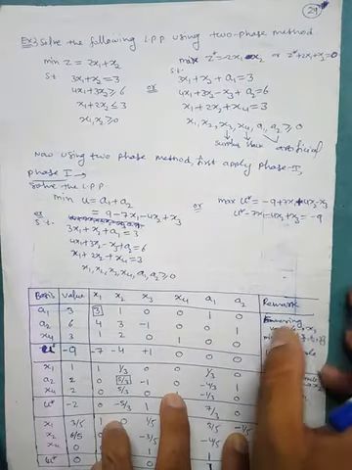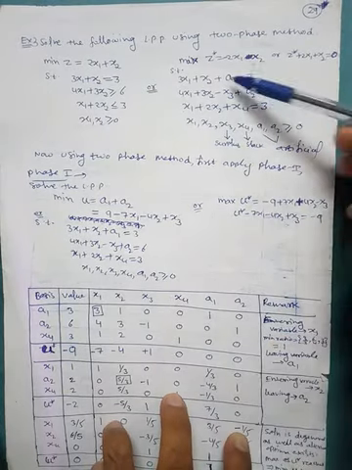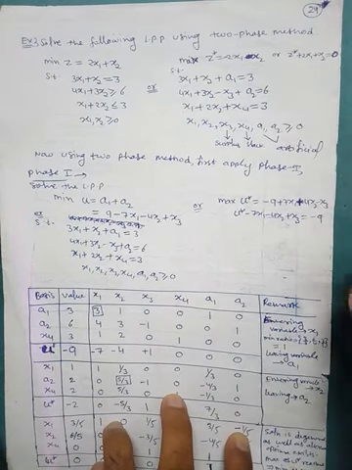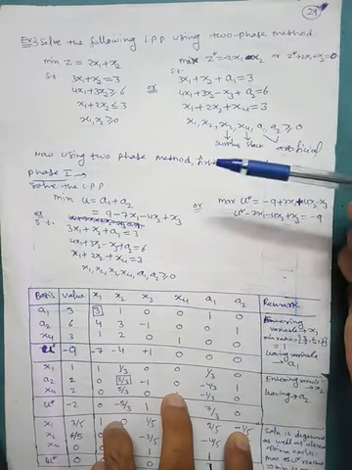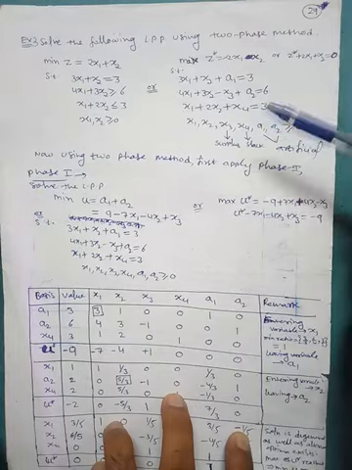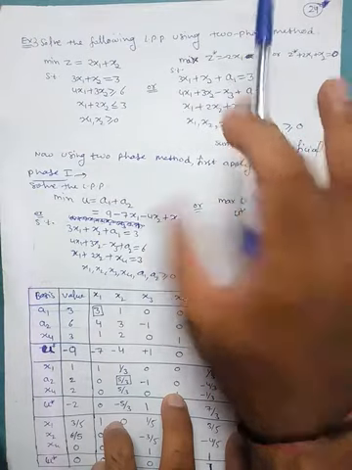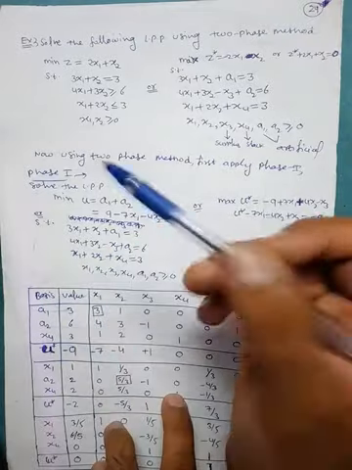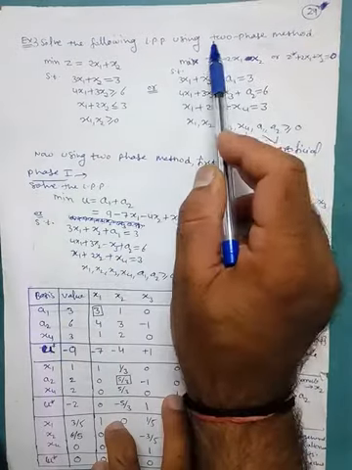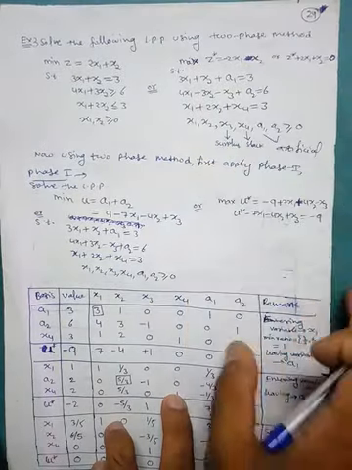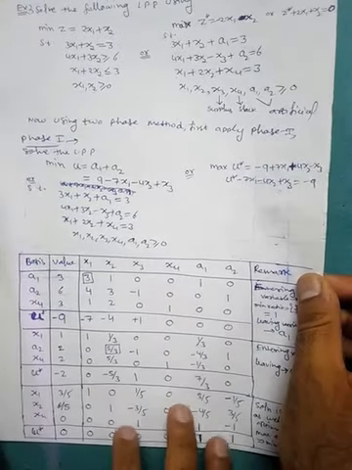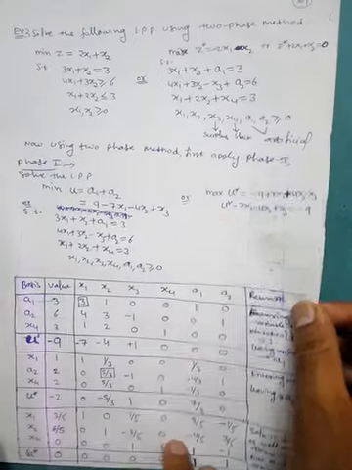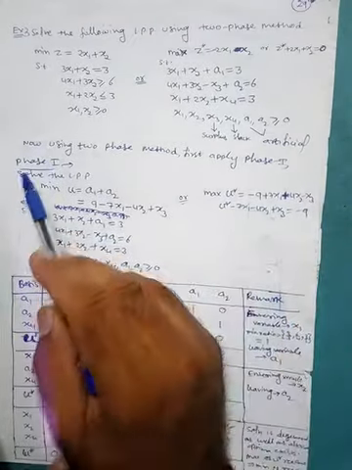Now whenever we are having artificial variable, then we have two methods. One is big M method and another one is two-phase method. We have already discussed these two methods, but for more examples, here we are discussing the two-phase method. Okay, so let's see. In two-phase method, we are having the method in two phases. This is the phase 1.